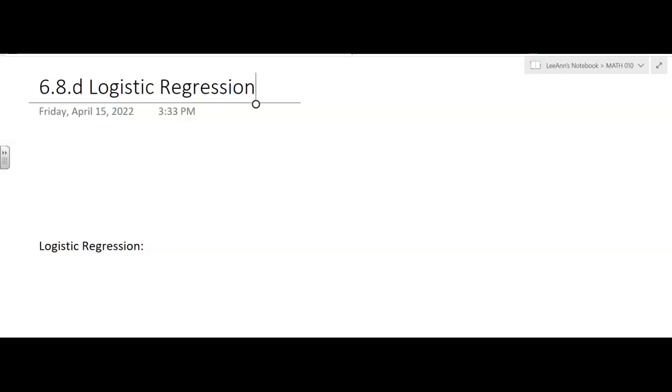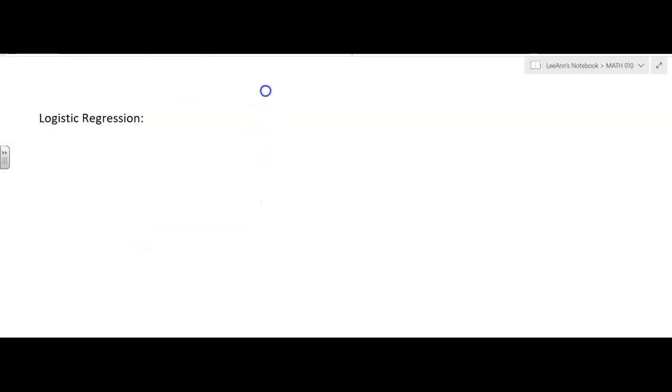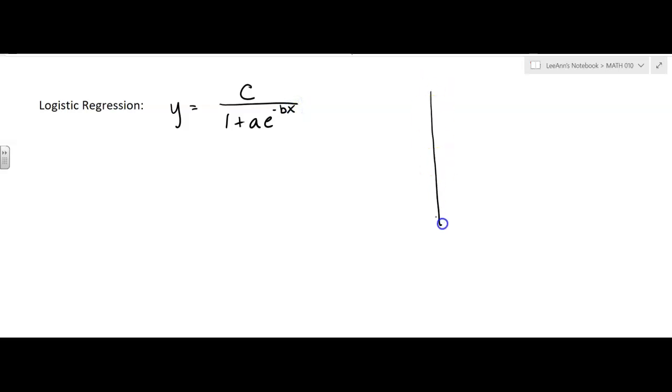So the logistic regression model. The model goes like this: y equals c over 1 plus a e to the negative bx. And if you remember this model, it starts out quickly in the graph, and then at some point it starts leveling off. And that's the limiting factor there at c.